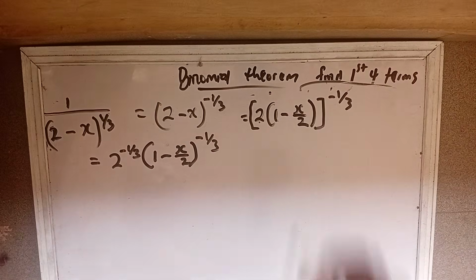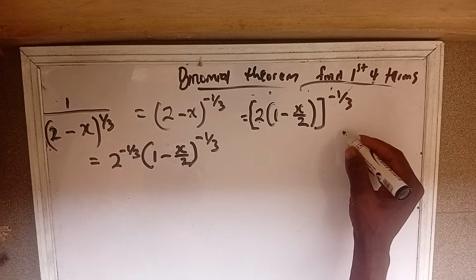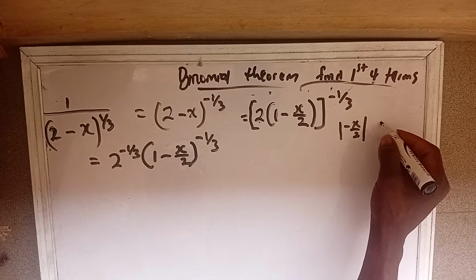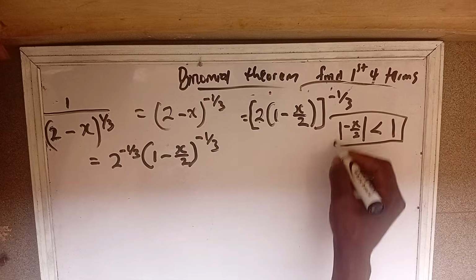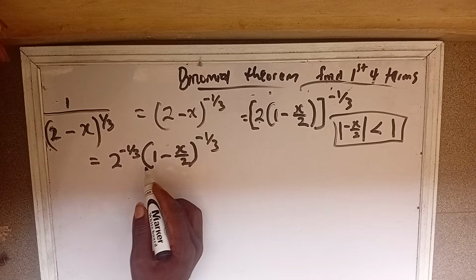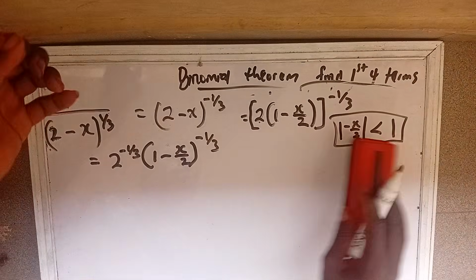So that formula, I can apply it to this inside. But just know my range of validity now will be what? The absolute value of what? Minus x over 2 less than 1. This is my range of validity. The absolute value of b, and my b is minus x over 2 less than 1. This is my range of validity. Take note of that. I hope we don't have issue with that one again.